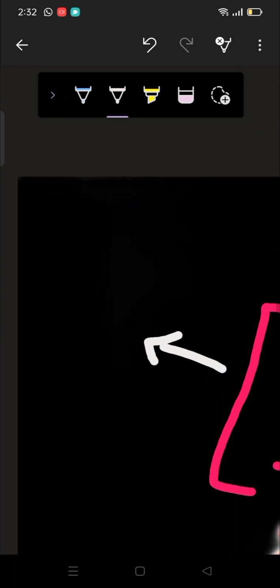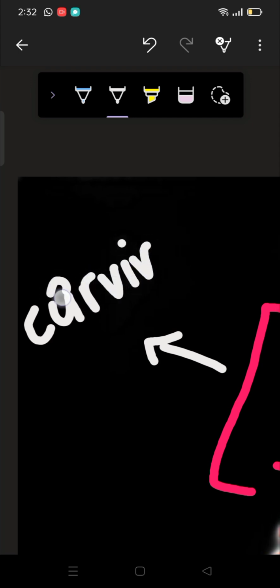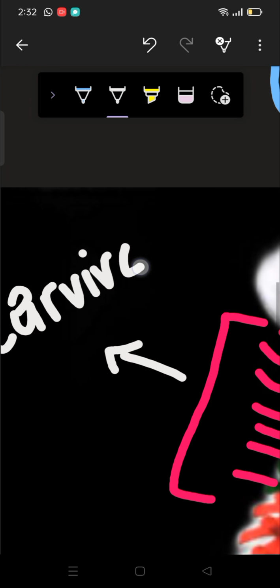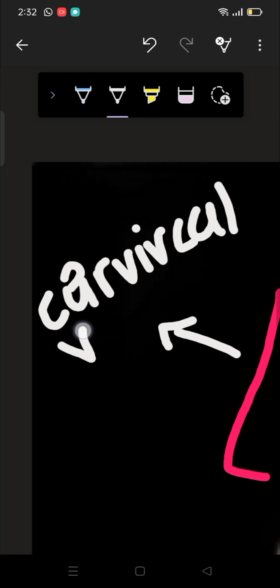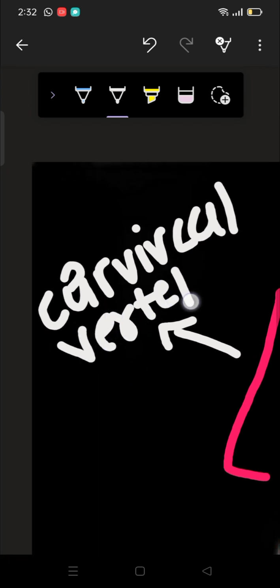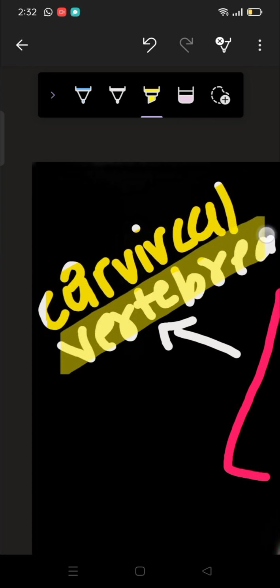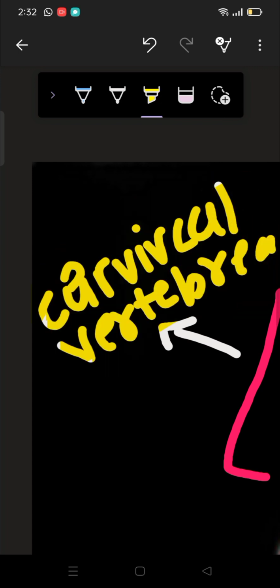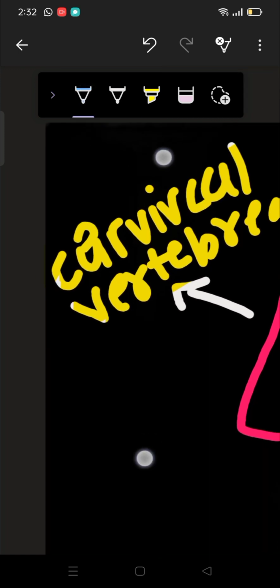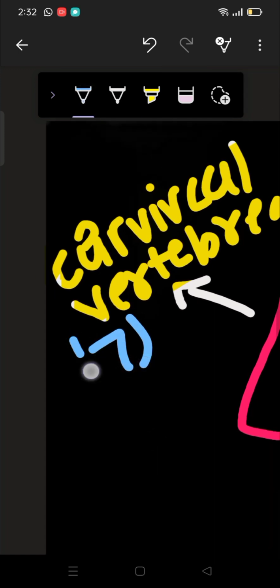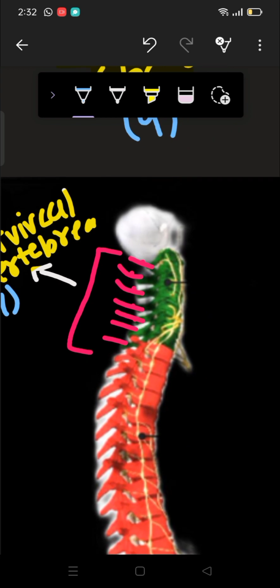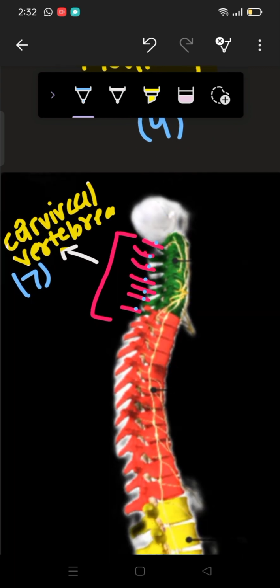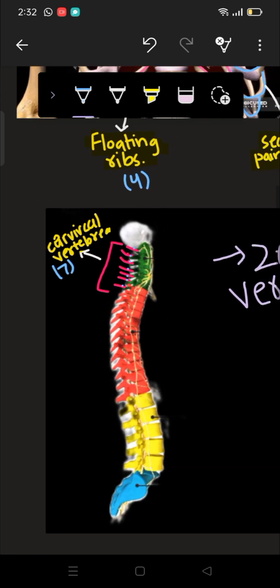So these are known as cervical vertebrae, this is easy. Alright, let me highlight this as well. This is cervical vertebrae, which are a total of 7 in number, as I have counted for you people, 1, 2, 3, 4, 5, 6, 7. Alright, so 7 are the cervical vertebrae.